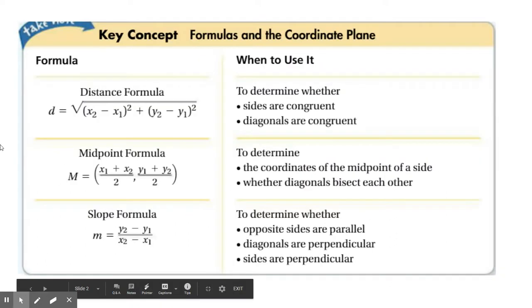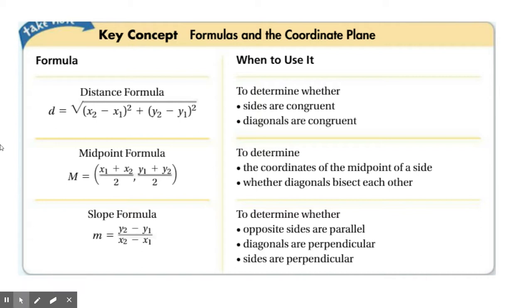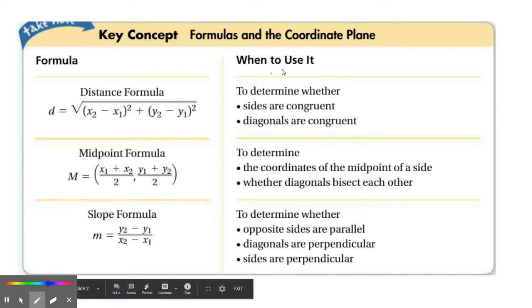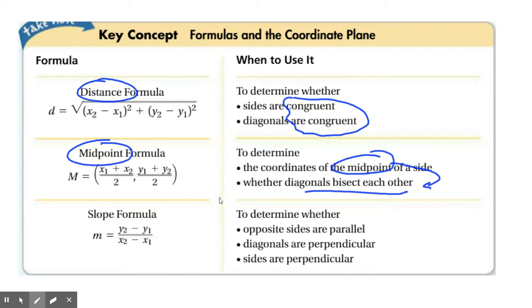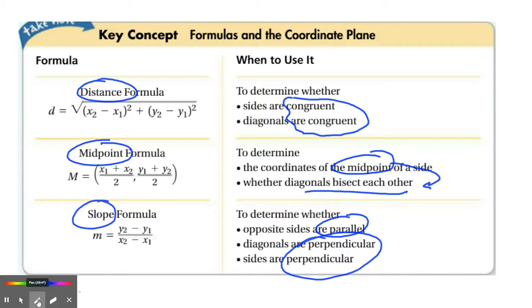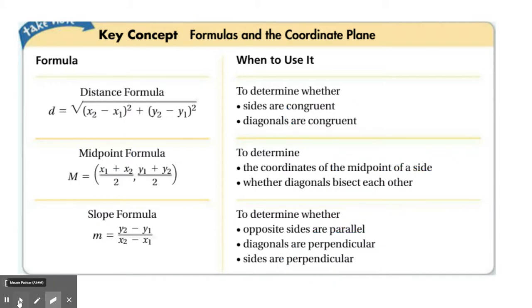Okay, so again, let me remind you of the formulas. Distance formula is used to show congruence, whether it's sides or diagonals. Midpoint formula is used to find the midpoints. We'll use that to show that the diagonals bisect each other. Okay, we'll talk about that. I think I'm actually going to do that one with you. And then slope formula. Slope is always used for parallel and perpendicular, whether it's sides or whether it's diagonals. Okay, so be aware of that. All right, so let's go ahead and fire up our first problem.